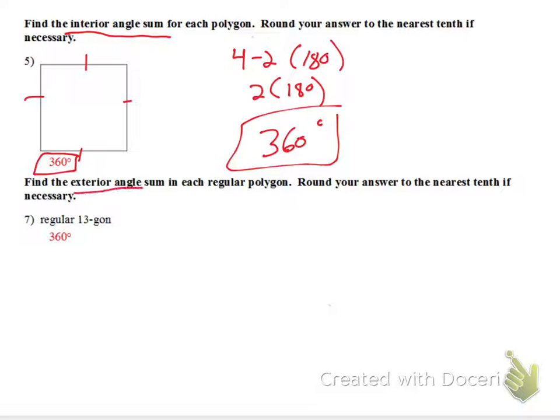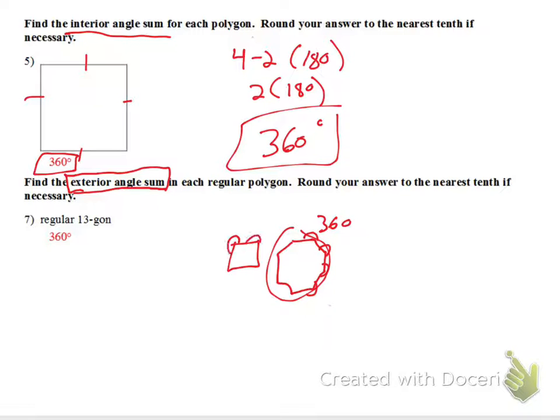And then again, exterior angle sum in each polygon. So a regular 13-gon. Now this is a trick question because every single time there's exterior angle sum, it doesn't matter if it has 4 sides, 8 sides, 20 sides. All of these angles on the outside, no matter what, are going to equal 360 when they're added up. So it doesn't matter if it's a 13-gon, 20-gon, 50-gon. The answer for exterior angle sum is 360 degrees, always.